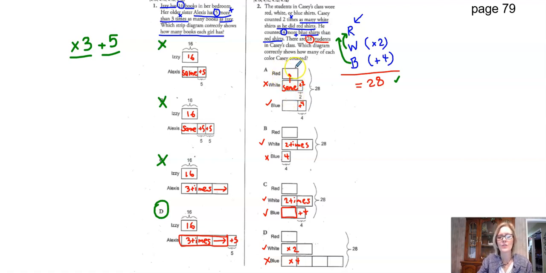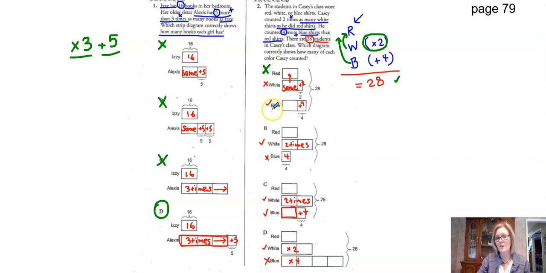So it says here's red, and white has the same, but it's plus 2 more. We don't need white to be plus 2 with a little bitty 2 added on. We need it to be times 2. That means it needs to be the same size box as red 2 times. This one's not going to work, okay?